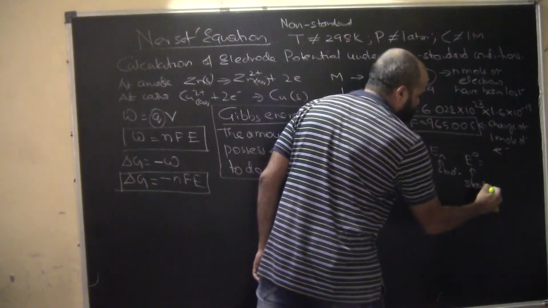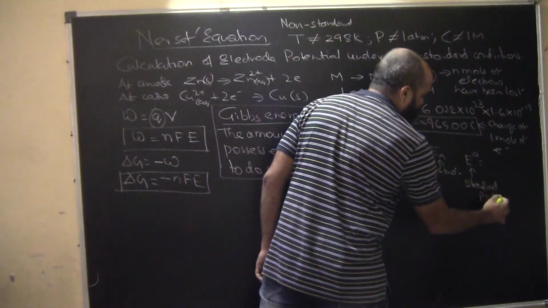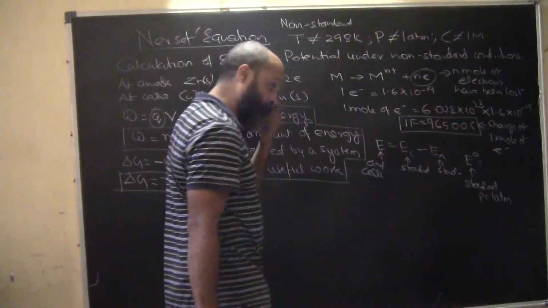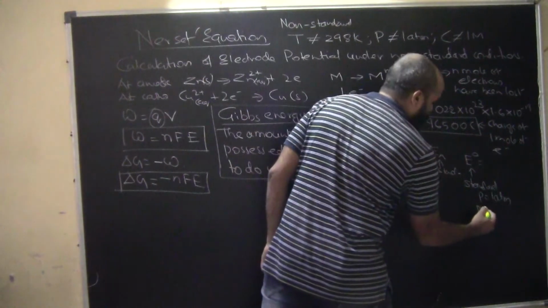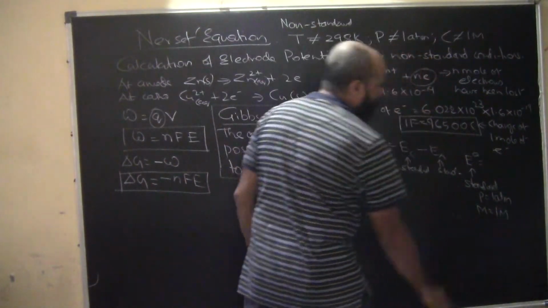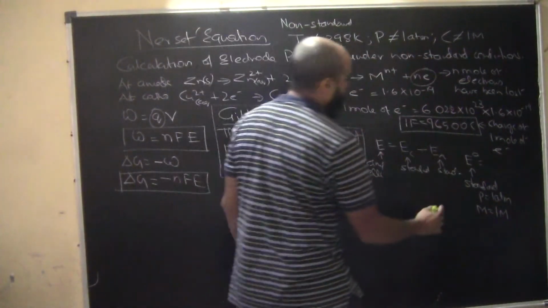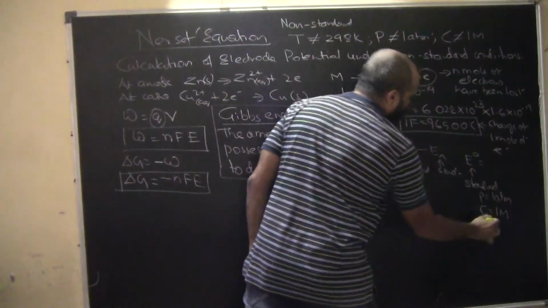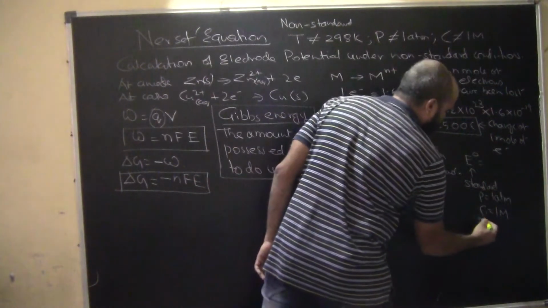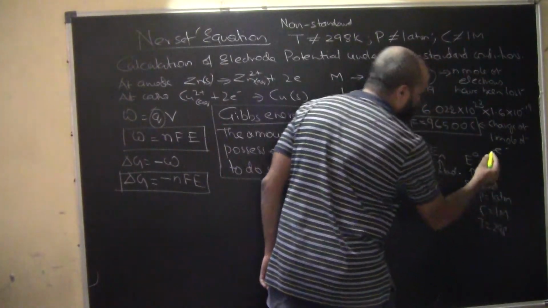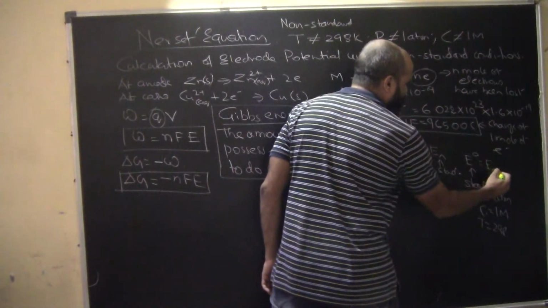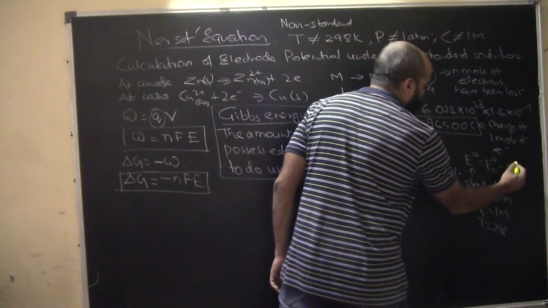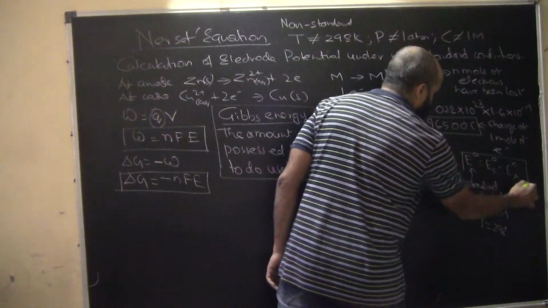Standard conditions means pressure of 1 atmosphere, then we have molar concentration as 1 molar, and temperature is 298 Kelvin. So under standard conditions we know that the standard reduction potential of the cathode minus the standard reduction potential of the anode gives the EMF.